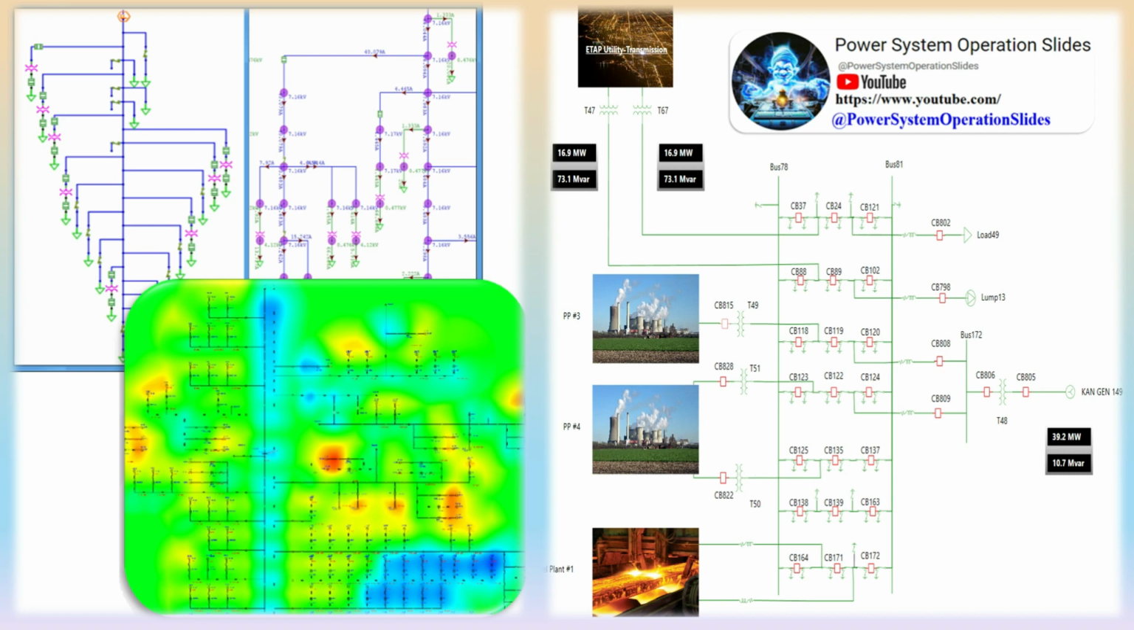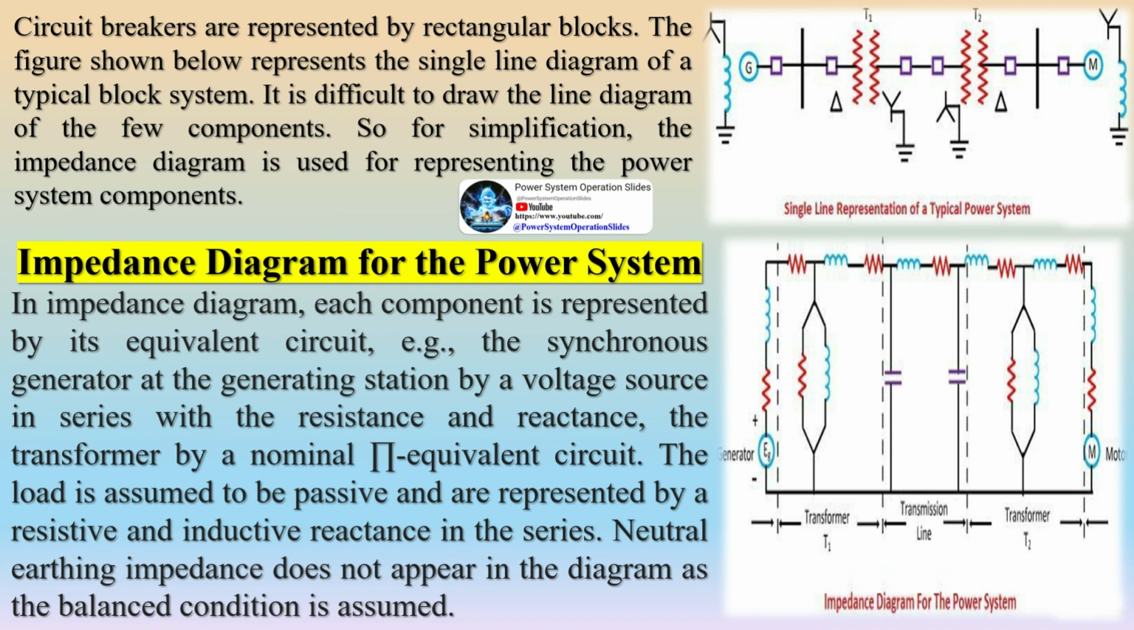Easy visualization. Single-line diagrams offer a straightforward visual representation of the power system, making it easier for engineers and technicians to understand the system layout and component relationships. This simplification allows for quick identification of faults, potential issues, and troubleshooting activities.